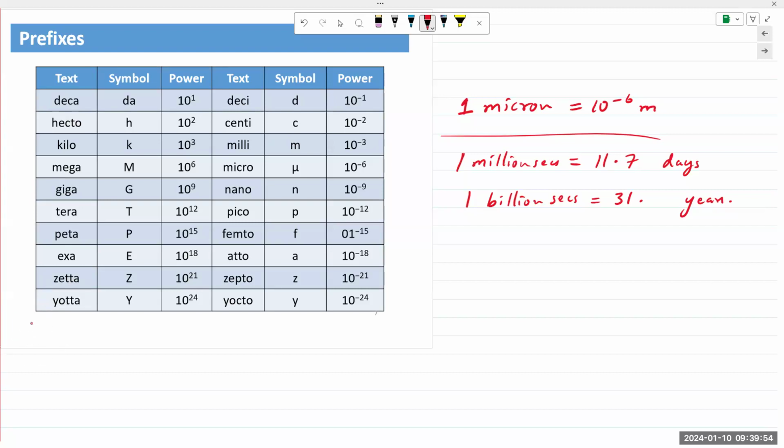Anyway, any questions about unit prefixes? Again, as I said, I don't expect you to memorize this, but as engineers in your own field, you would be using these. So you should be familiar with most of them.